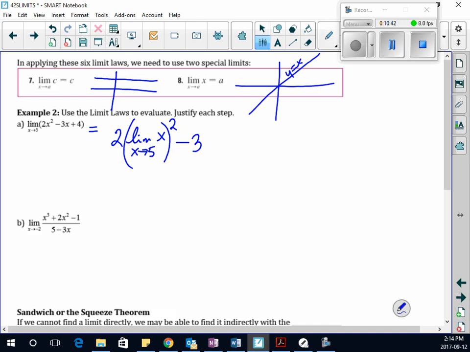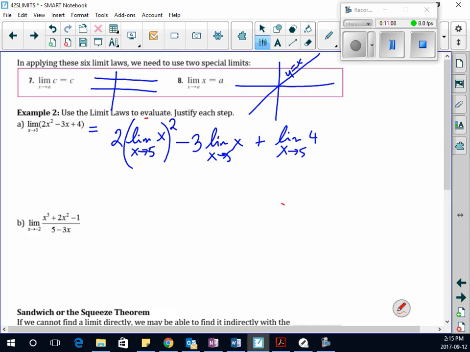Then subtraction can be separated as the limit as x goes to 5 of x, and then I can separate it again, the limit as x goes to 5 of 4. So all I'm doing is separating them all. So what's the rule I just said here? The limit as x goes to 5 of x. What do I get for a value there?